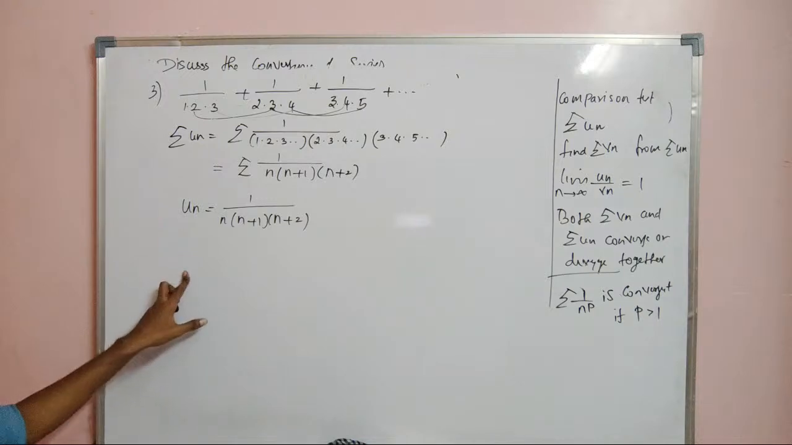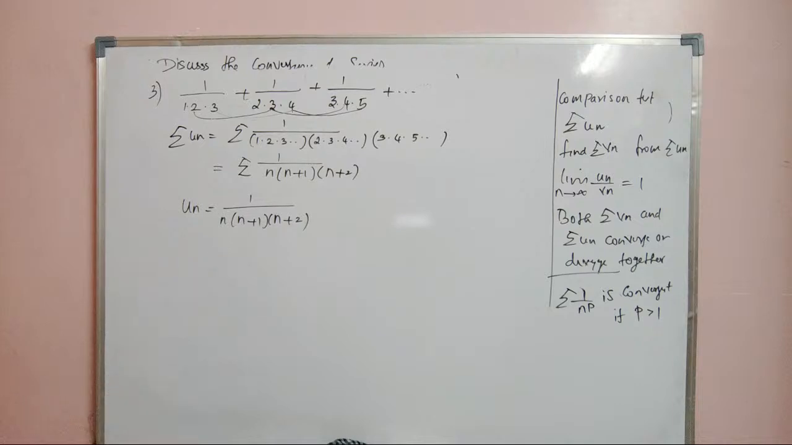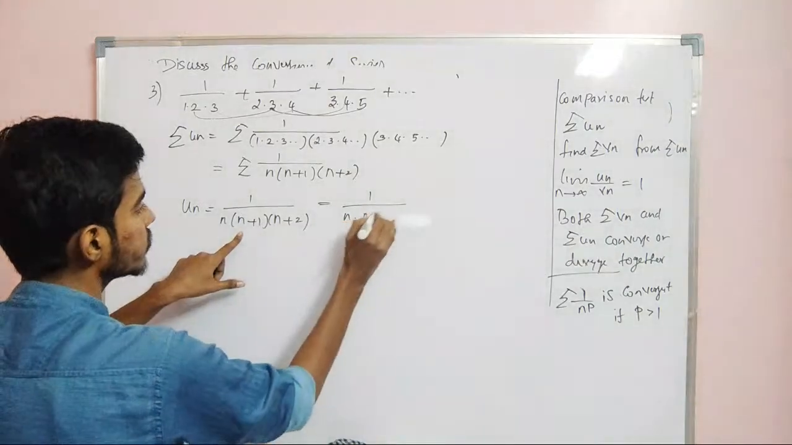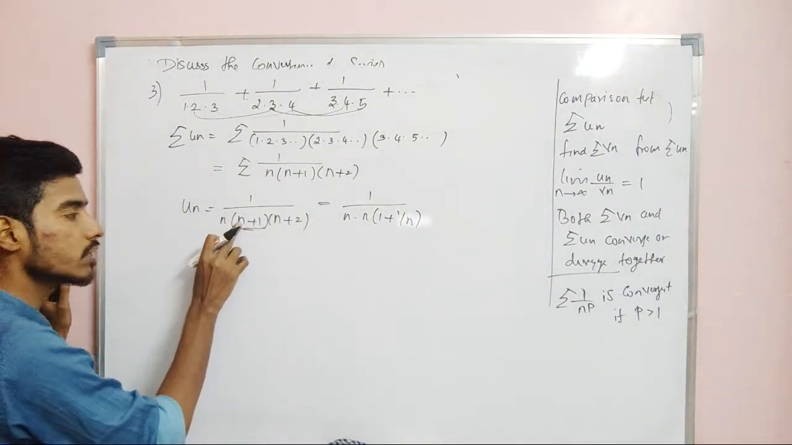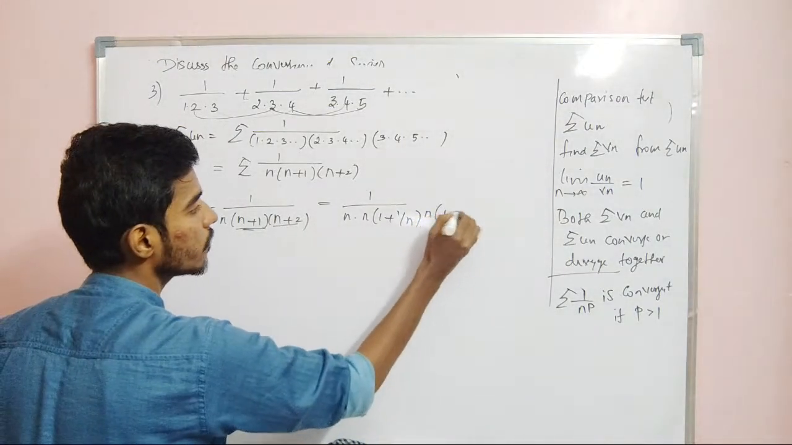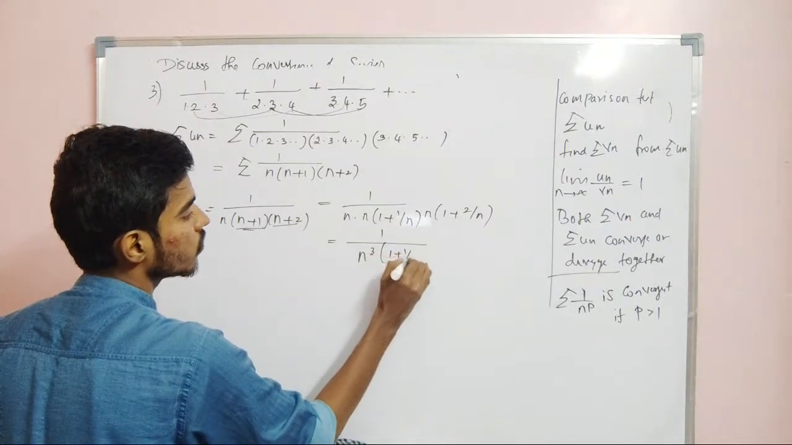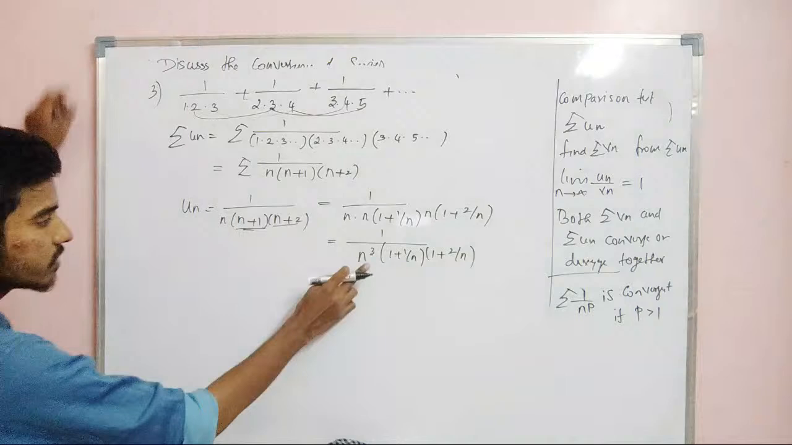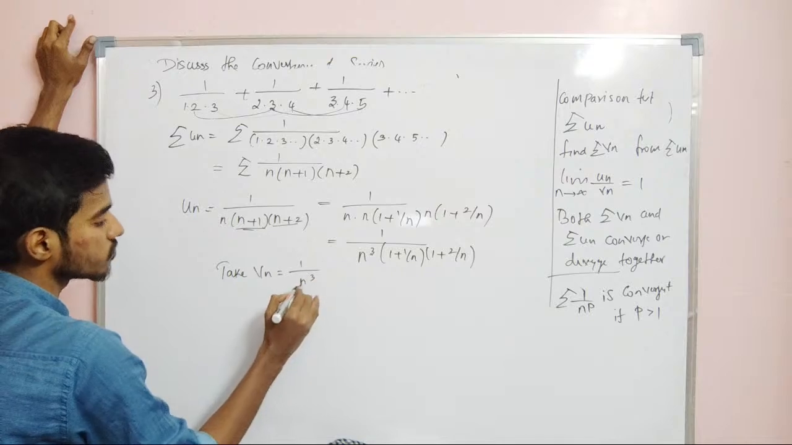Now in order to find vn, you should always take the maximum degree in the denominator. Here the maximum degree for n is n cube, right? So before that, let us take n common. I am taking n common in n plus 1, so you will have 1 plus 1 by n. And if I take n common from n plus 2, you will have 1 plus 2 by n. So this is nothing but 1 by n cube into 1 plus 1 by n into 1 plus 2 by n. This is our un. Now take vn as the highest term in the denominator, so vn is equal to 1 by n cube, right?